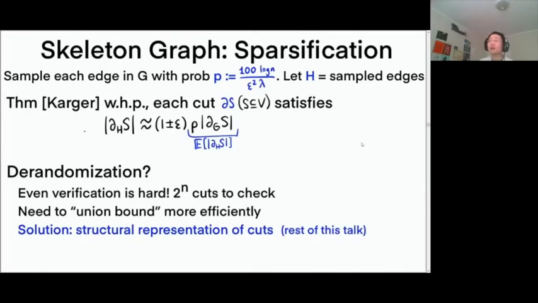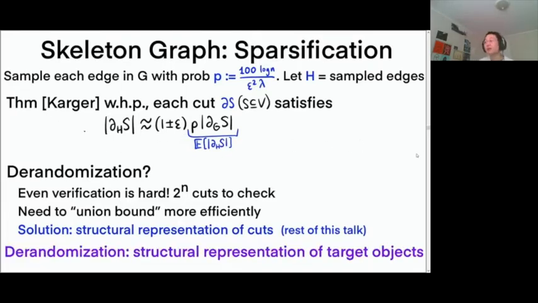So this is where our main insight comes in: to develop some structural representations of the cuts, so we can more efficiently union bound over them in the argument of Karger. In my opinion, this is why de-randomization of algorithms is interesting to me. While a randomized algorithm can just union bound over this large collection of cuts, de-randomizing the algorithm requires developing some structural insight into these objects, in this case the cuts in the graph. So I think, in my opinion, this is why we should care about deterministic algorithms.